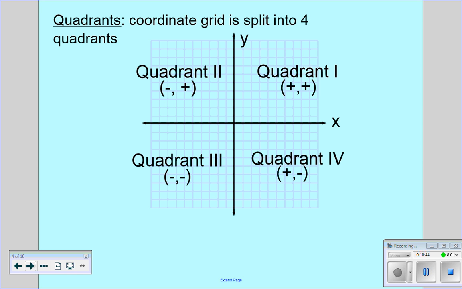By looking at a point, you can tell what quadrant it's going to be in. If both numbers are positive, it's going to end up in this quadrant. If the first one is negative and the second one is positive, it's going to end up in this quadrant. You can just tell by the signs what quadrant it's going to end up in. So if you're not sure you plotted something correctly, that's a good way to check. If it's a negative and a positive, it's going to be here.